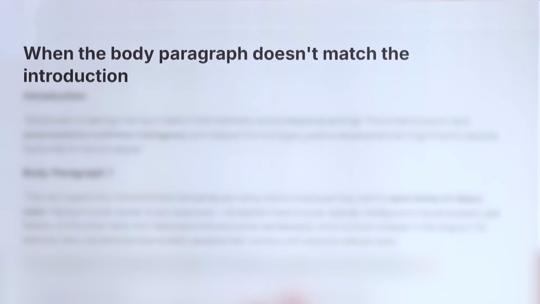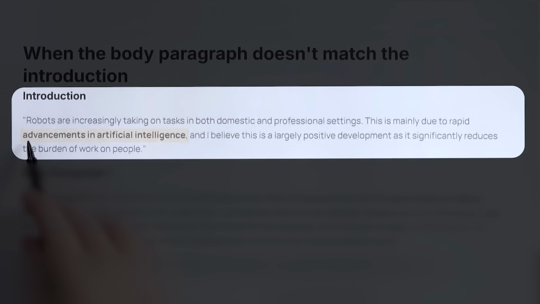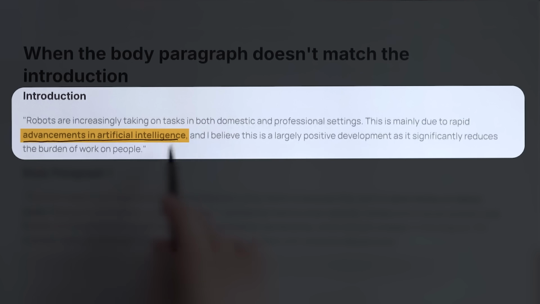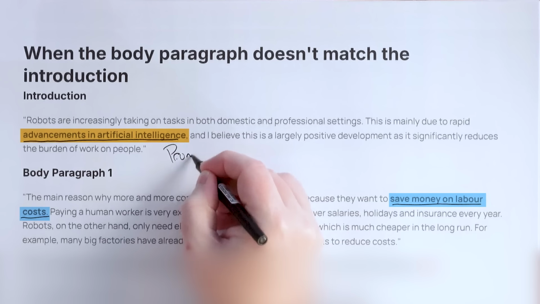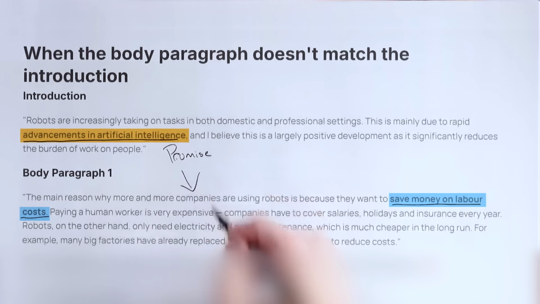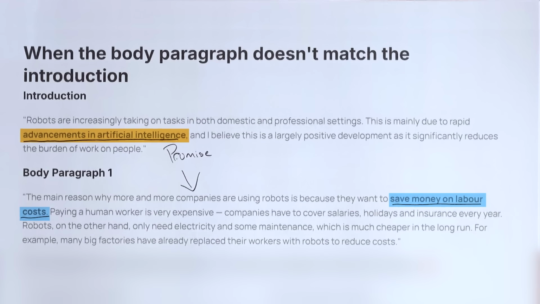So let's look at a bad example here. In the introduction, this student has said, advancements in artificial intelligence is the answer to the first question. And then in their main body paragraph, they talk about saving money on labor costs. So they make a promise here, but they don't keep the promise here. The chain breaks. So your coherence and cohesion score will drop immediately because it's confusing.